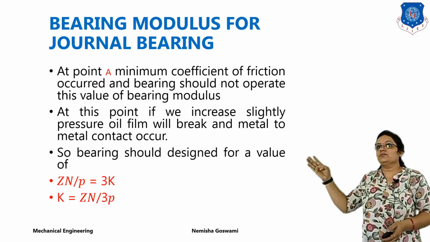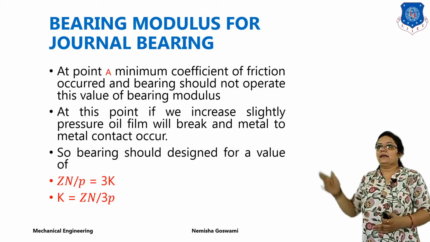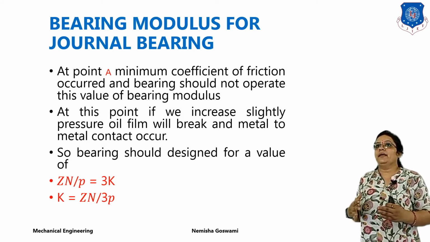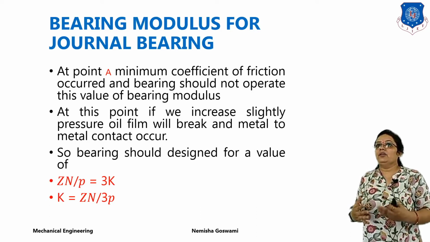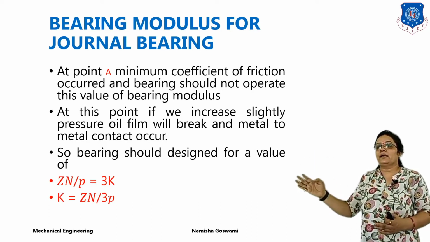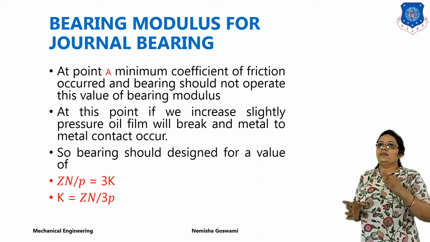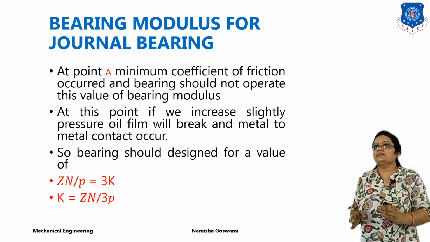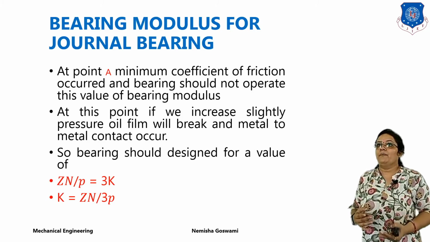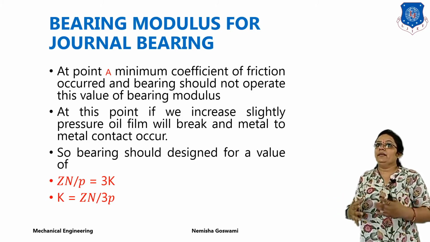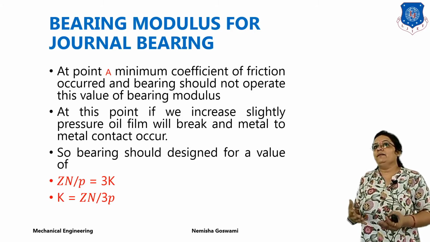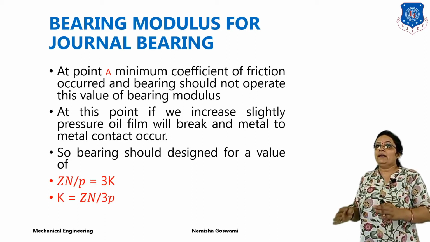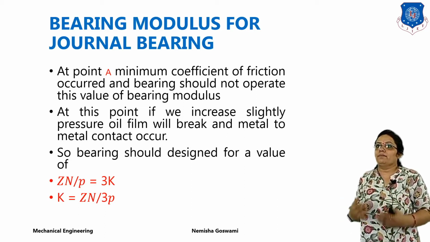Next is your bearing modulus for journal bearing. We have seen that at point A the minimum coefficient of friction occurs. So the bearing should not operate at this value of bearing modulus, as I have already explained. We will design the bearing always in thick film lubrication. At this point, if we increase the pressure on the oil film, the oil film will break and metal to metal contact may occur.